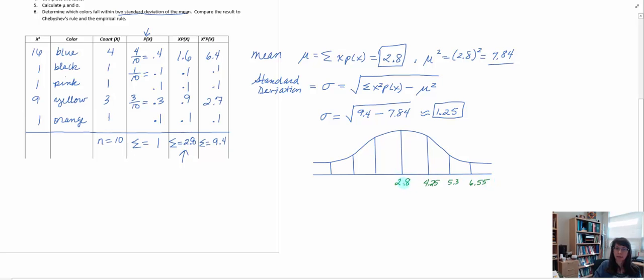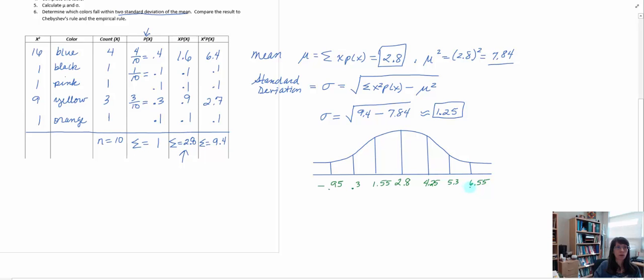Starting again at the mean, going to the left means I'm subtracting a standard deviation. So 2.8 minus 1.25 gives us 1.55. Subtracting 1.25 again, I'll have 0.3. And subtracting another 1.25 gives us negative 0.95. So these are the x values that we find under our distribution curve.